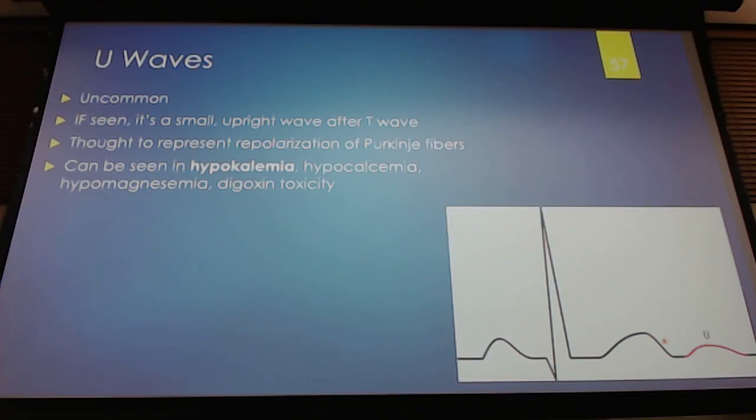And between the T and the P wave, we should have T comes down to baseline. We should have a little bit of a rest, and then we have that P wave that starts back up. If you have another upward deflection between that T and that P, that is a U wave.